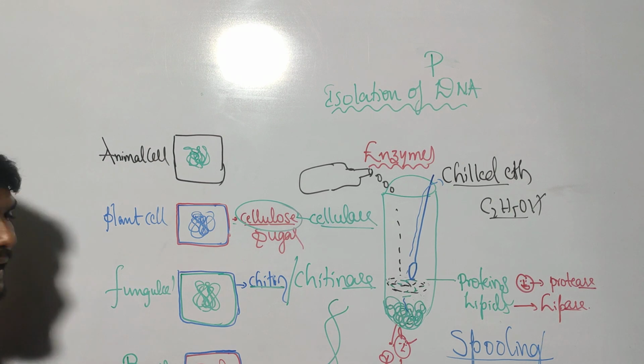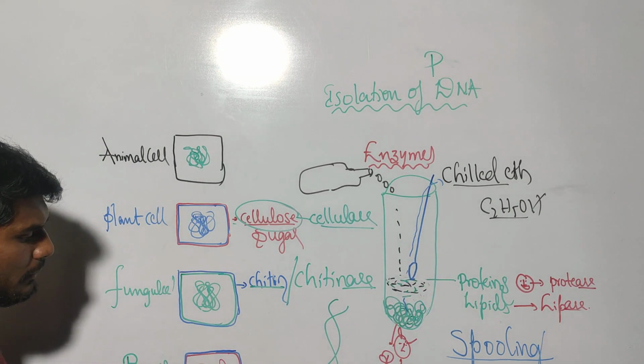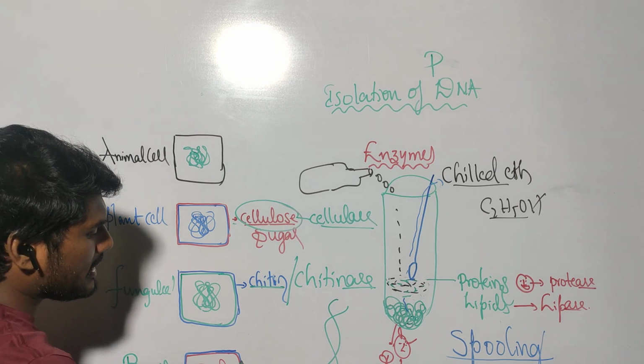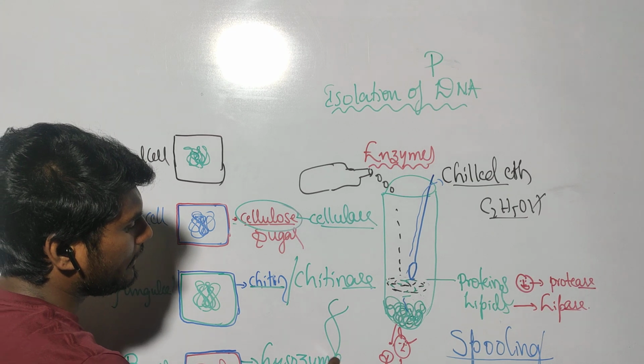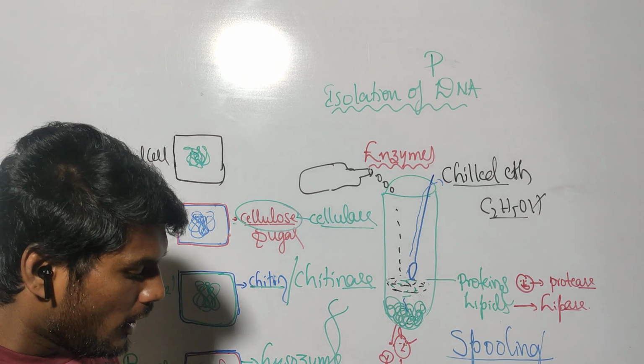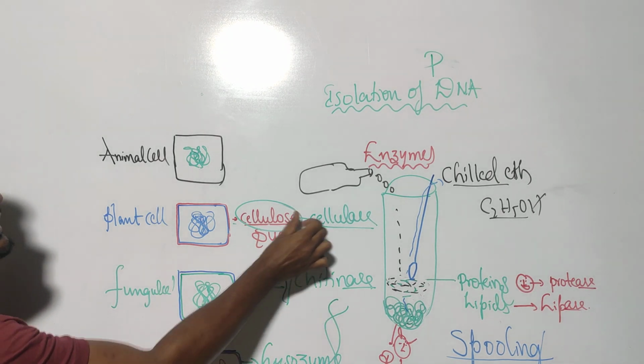And next one is what? Bacterial cell. If you want the bacterial cell's DNA, same treatment, add the test tube, but cell wall is present. That cell wall is digested by the lysozyme. Enzyme is what? Lysozyme. So, in these three animals, you have to add one extra enzyme.